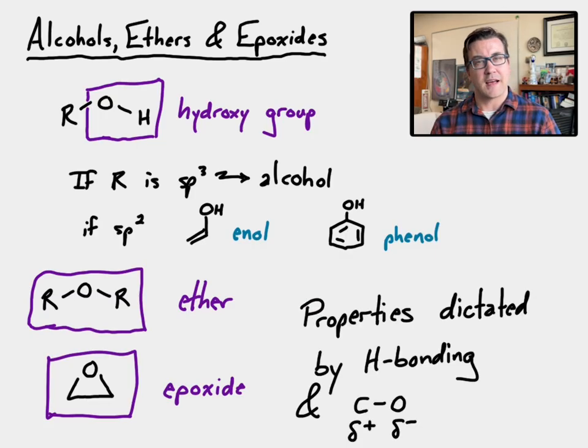It's important to recognize that the properties of these different compounds are dictated by hydrogen bonding and by the polarity of the carbon-oxygen bond. Carbon is electropositive as compared to oxygen. There are also special properties of the epoxide because it has ring strain. It's very highly strained to have a small three-membered ring like that. All the bond angles are quite perturbed.